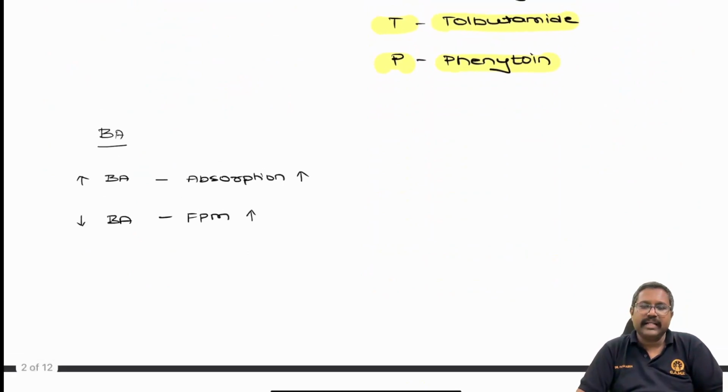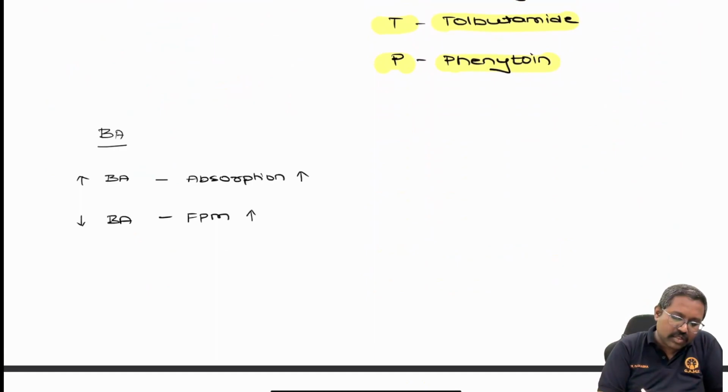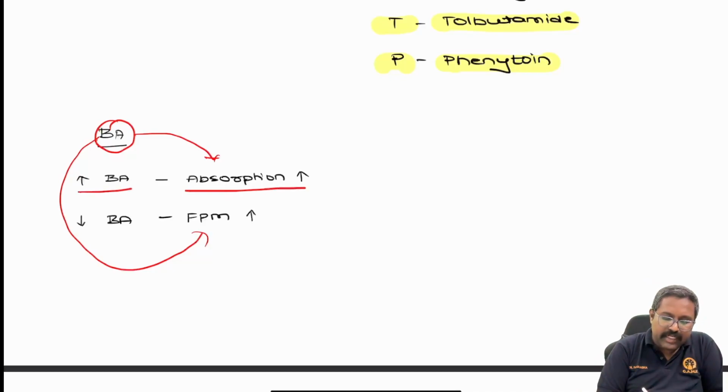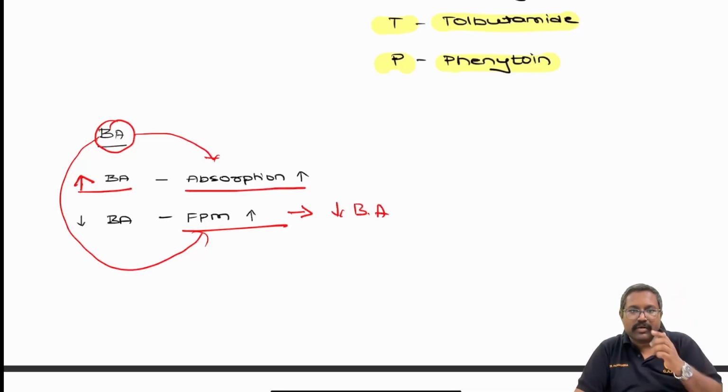Bioavailability, you should remember, will depend on two factors. So what are the two factors on which bioavailability is dependent? One is absorption and another is first pass metabolism. If the absorption increases, what will happen to the bioavailability? Bioavailability will increase. What happens if the first pass metabolism is increased? If the first pass metabolism increases, there will be a decrease in the bioavailability.